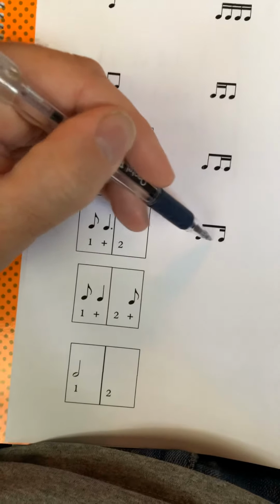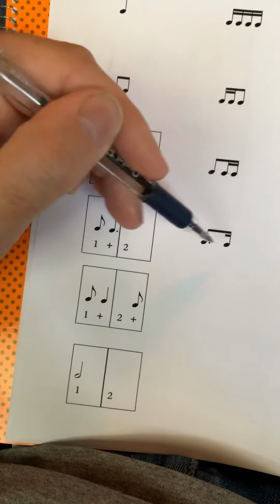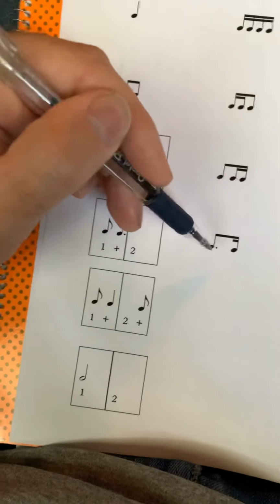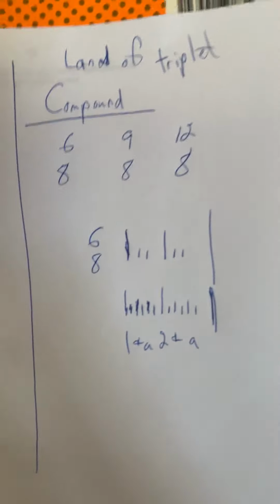The dot is, of course, worth 3 things. 1 e and there's the a. 1 e and a, 2 e and a, 3 e and a, 4 e and a. It's the subdivision. So those are all here. That's how simple works. And now let's look at compound a little bit.